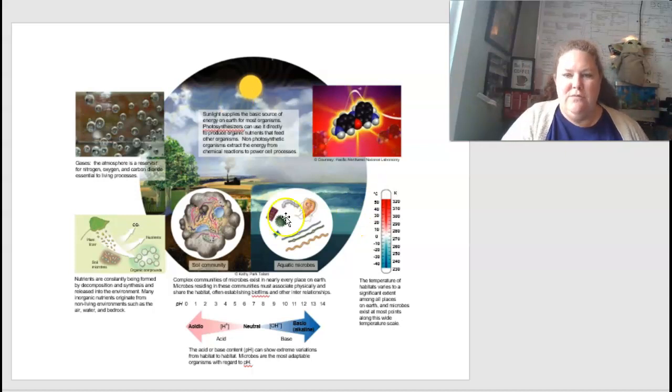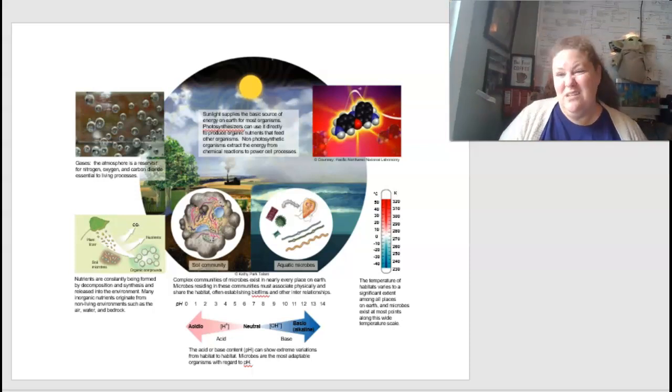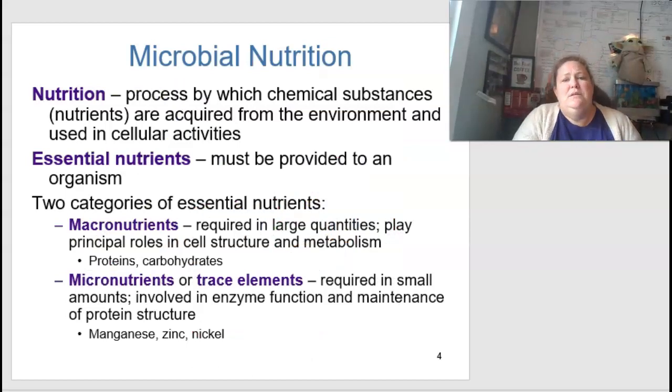Okay, and then we also have aquatic microbes. So you can see that we have this whole ecosystem, and everything's a well-oiled machine so that we can keep it working very well. So nutrition is a process which carries chemical substances or nutrients that are acquired or obtained from the environment, and they are used in cellular activities.